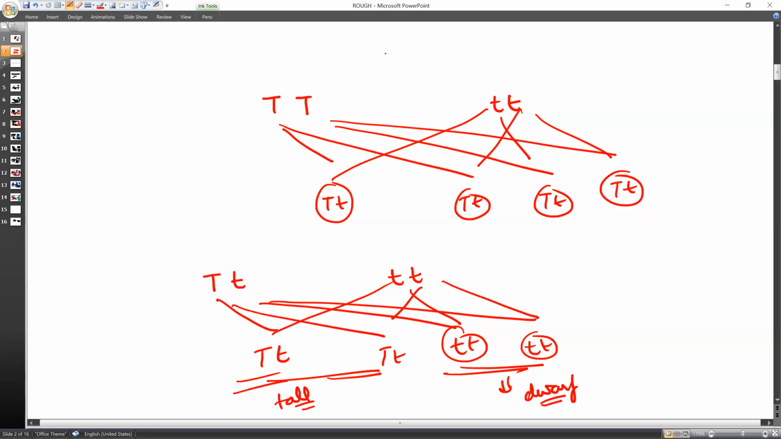Understood this one? Yes, sir. Sure. Will you be able to write this one in your own words? We have written this one in your copy also.